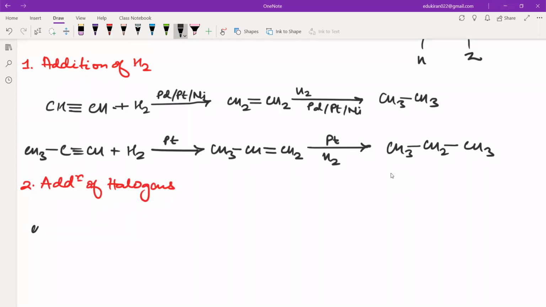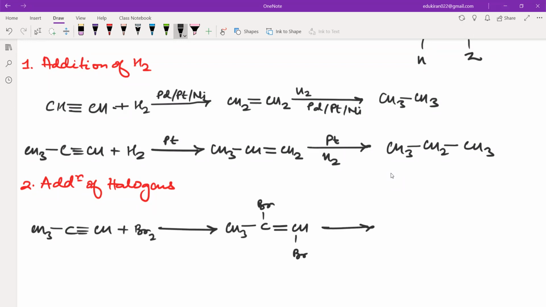Second is addition of halogen. In addition of halogen, if you have CH3, C triple bond CH plus Br2, then first of all, I will be getting CH3, C Br double bond CH Br. Then again, if I add Br2 to this, then I will be getting CH3, carbon. There will be 1 Br here, and with a single bond, carbon and hydrogen, there will be 2 Brs again. So we are adding 2 moles of Br2.